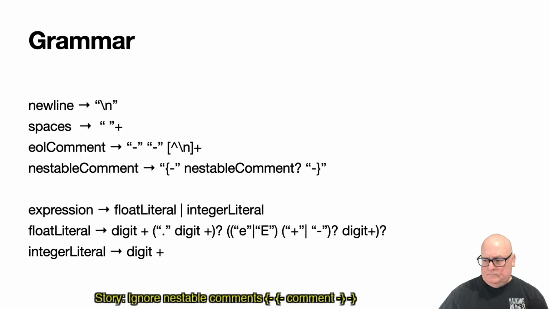So the bottom part, expression goes to float or integer, and float is a bunch of digits, integer is a bunch of digits, but float also has either dot digits and/or plus or minus digits. We got that going last time, kind of throwing out the old way, catching up the new way, and just implementing that. The other stuff we've done so far: newline spaces, end of line comments, which is dash dash and the rest of the text, and nestable comments.